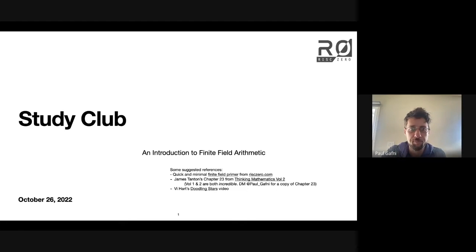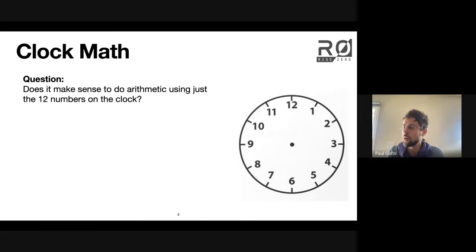Let's go ahead and dive in. The frame for today's talk is this question: does it make sense to do arithmetic on a clock? I have a picture of a clock here, and there are 12 numbers on it. We can start trying to do some basic arithmetic, and we'll find that we can do arithmetic, but some stuff is going to go wrong.